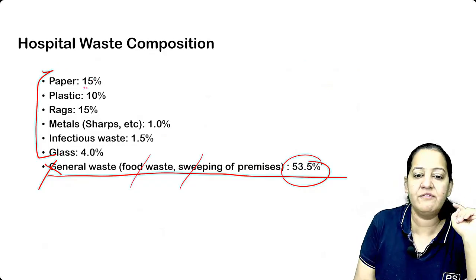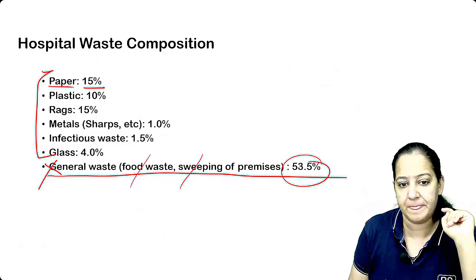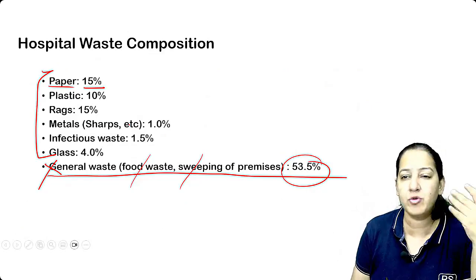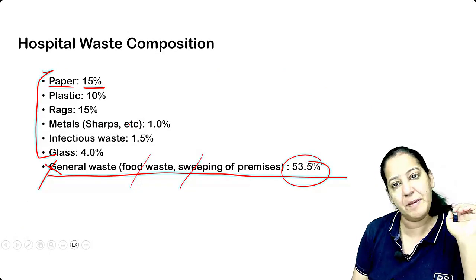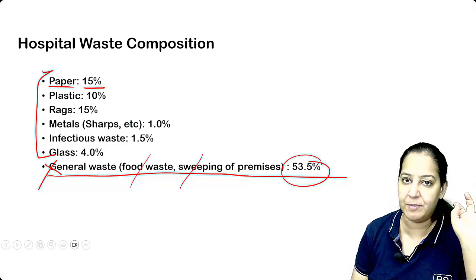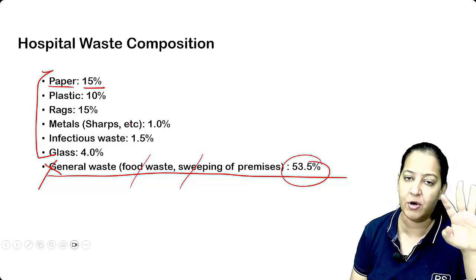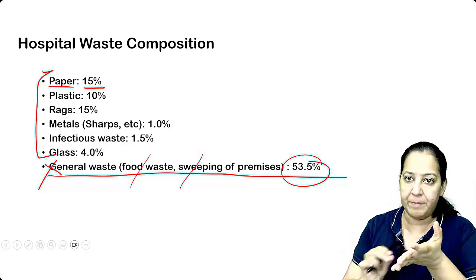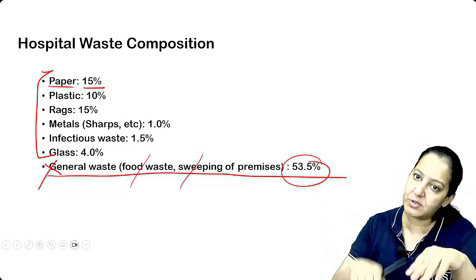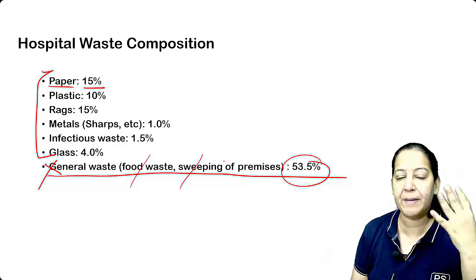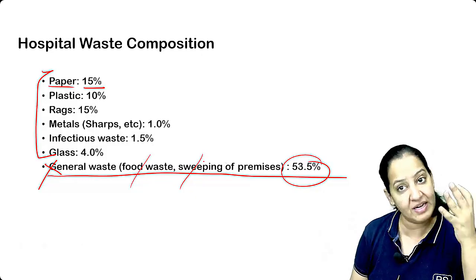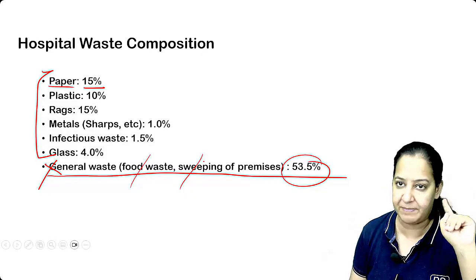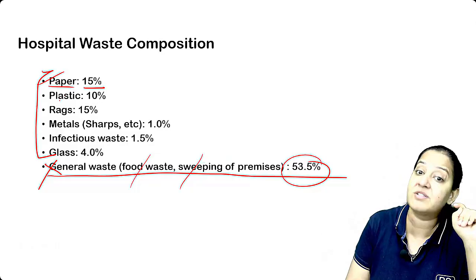So in a hospital, 15% waste will be paper waste. Nowadays we are trying to move towards paper free. There are many hospitals in India that are still paper free. They don't provide any reports on paper. Everything is digital. All the entries are digital. There is no file of the patient, the file of the patient is also digital. So we are trying to make a paper free environment, but it's still not very common. But paper waste is 15% otherwise.